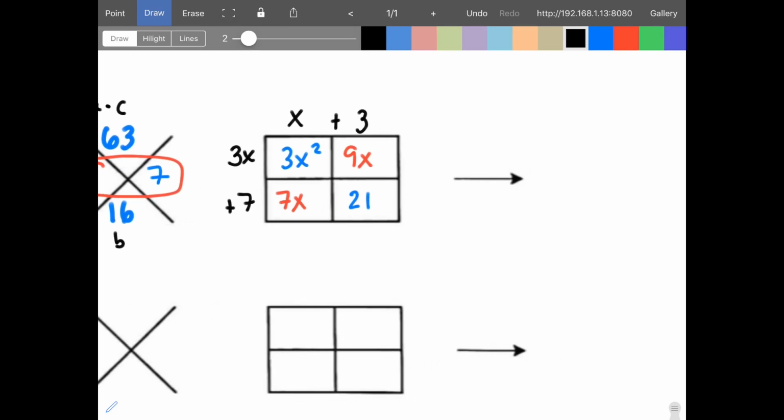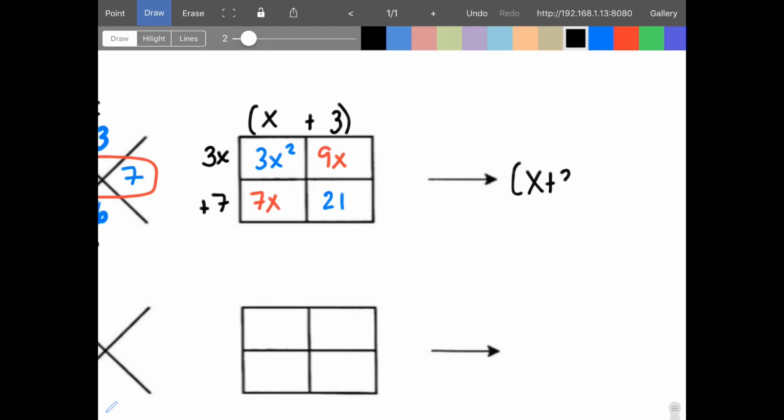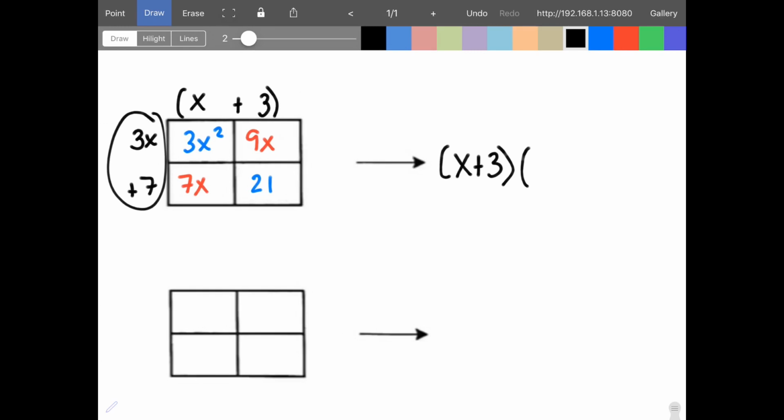So now we're finished factoring. Watch what we can do. We can take this piece, x plus 3, and we can take this piece, 3x plus 7, and that's our answer.